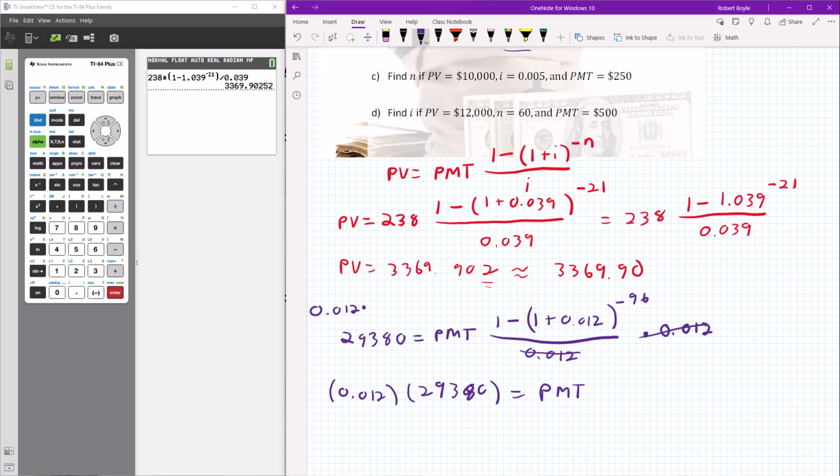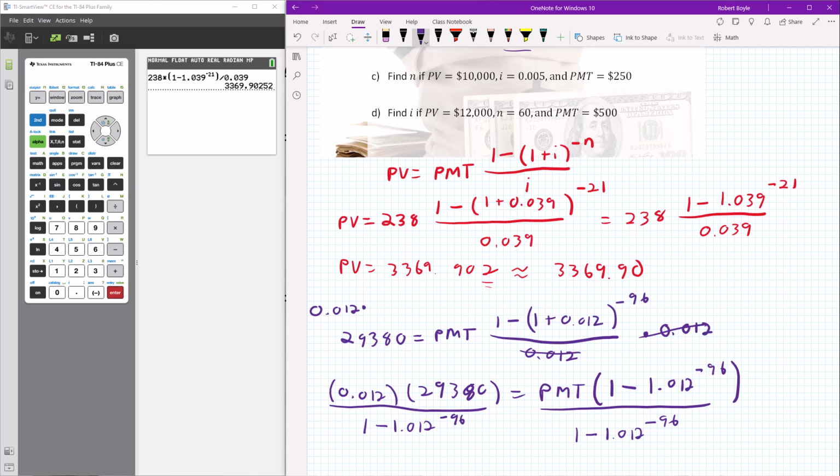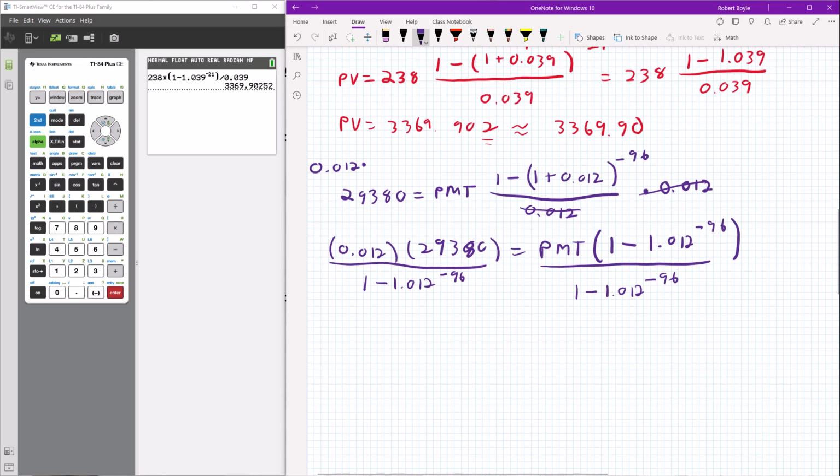Now remember, since we have this fraction here, that implies a grouping symbol, so now we probably need to add parentheses. 1 minus, and this we can combine, that's just going to be 1.012 raised to the negative 96 power. Okay, now we can divide both sides by this quantity, 1 minus 1.012 raised to the negative 96 power. And if I do, these cancel.